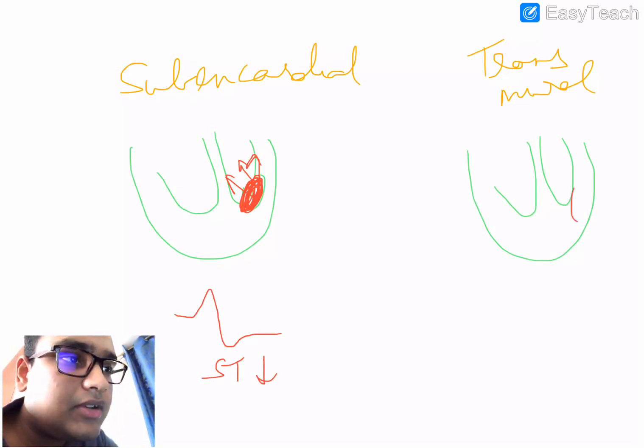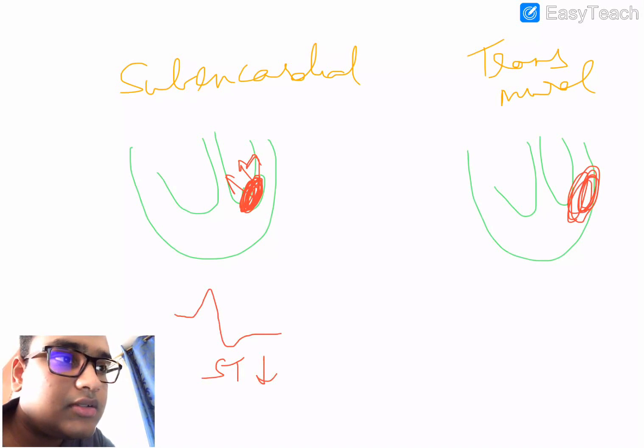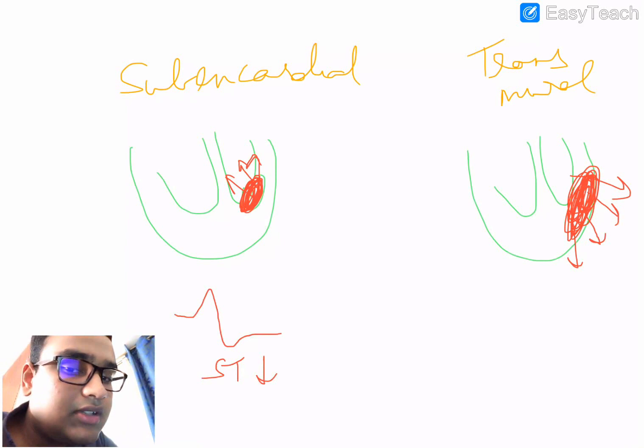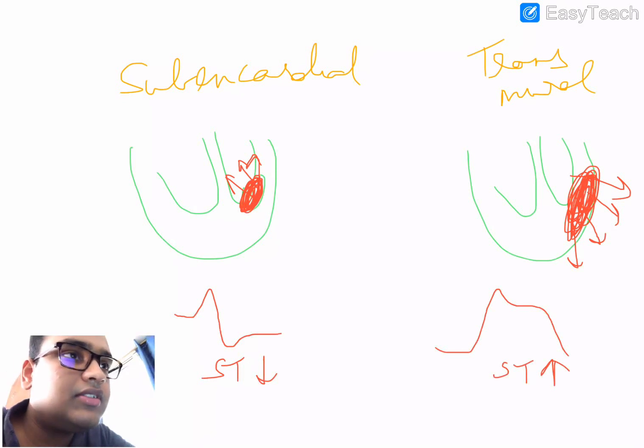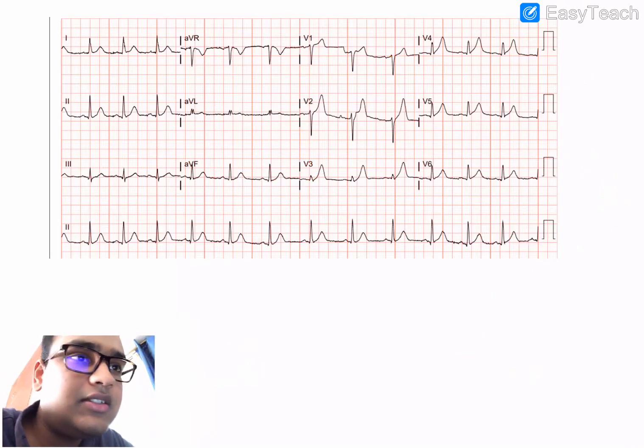When there is transmural infarction here, what happens? The injury currents move in this direction because the whole wall is affected. So this leads to ST segment elevation. So this is the basics. So now let's look at the ECG. I won't repeat how we read the ECG, which I've already explained in the previous videos.